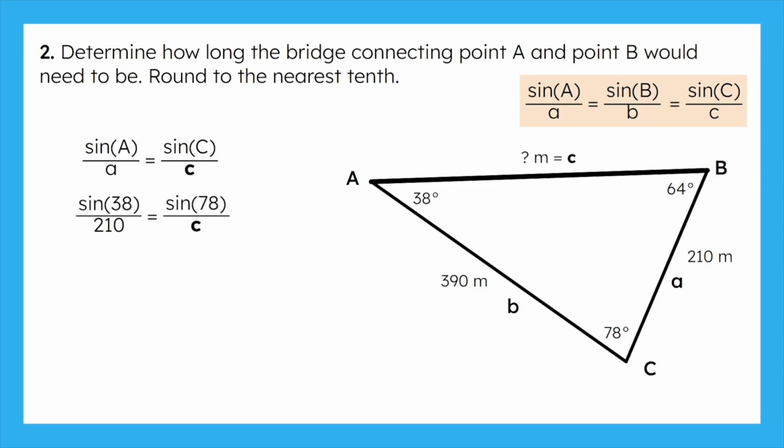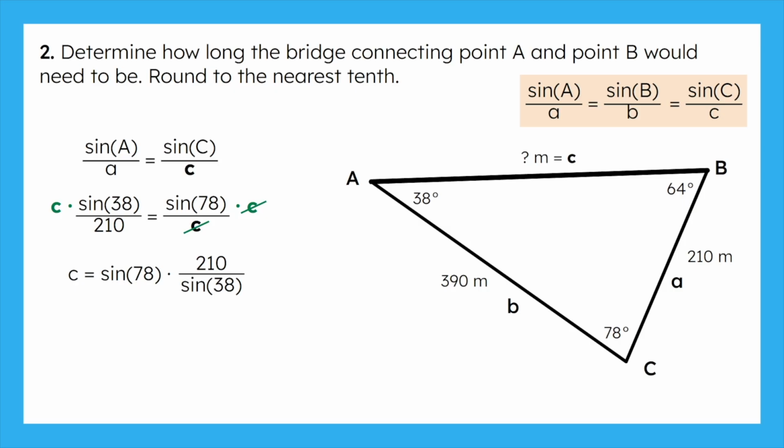Substitute in what we know, and we get sine of 38 over 210 equals sine of 78 over C. We're solving for C here, so let's multiply both sides by C. Cancel the C's on the right, and then multiply both sides by 210 over sine of 38 to get C equals sine of 78 times 210 divided by sine of 38.